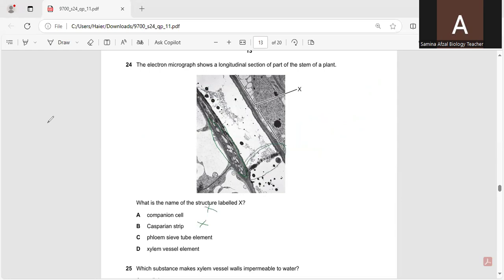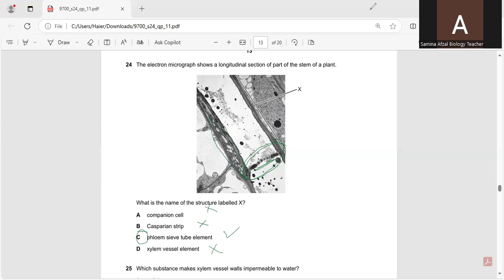Phloem sieve tube element, you can see the sieve plate over here. So xylem vessel element, no, xylem vessel is always empty. It doesn't have any structure inside. So D is not correct, so C is the correct option in question number 24.